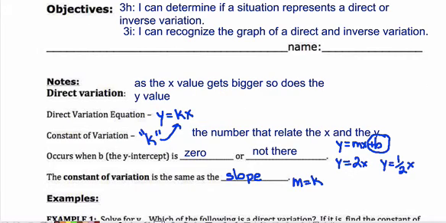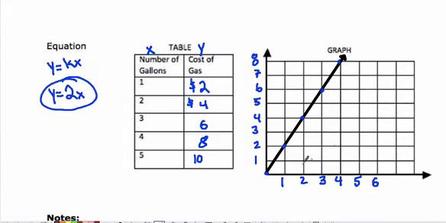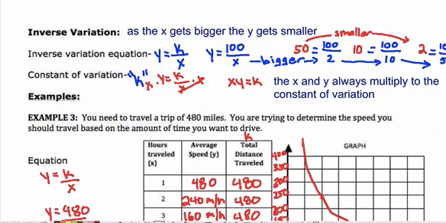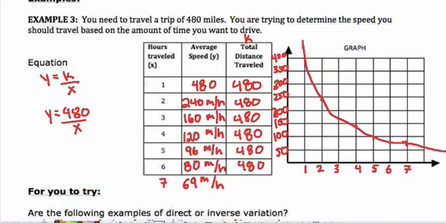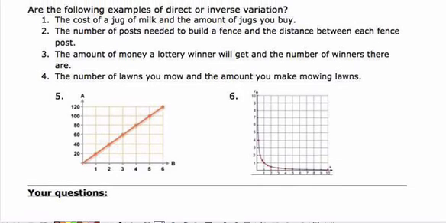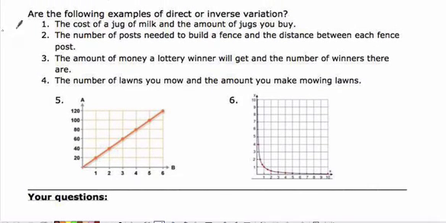And I'm flipping over to the front. We see what a direct variation looks like. So there's a couple problems down here at the bottom for you to try. Okay, here are some situations. So the cost of a jug of milk and the amount of jugs you buy. Does it vary inversely or directly? Is this a direct or inverse variation? You have to think about when the x goes up, is the y going up or is the y going down? Okay, that's what you're going to do with these problems here.